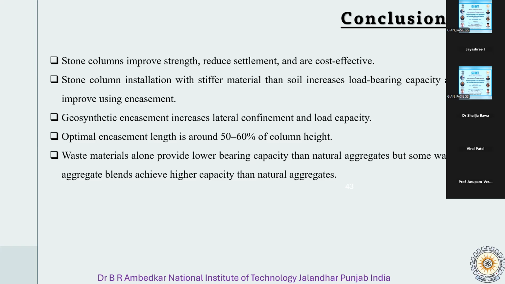And last is the waste materials. If you are going to use the waste materials alone, they are going to provide lower bearing capacity than the natural aggregates. But if we are going to use them by blending them with the natural aggregates, then obviously we are going to achieve higher capacity than the natural aggregates, or at least equivalent to the natural aggregates. Okay, so this is the one part.